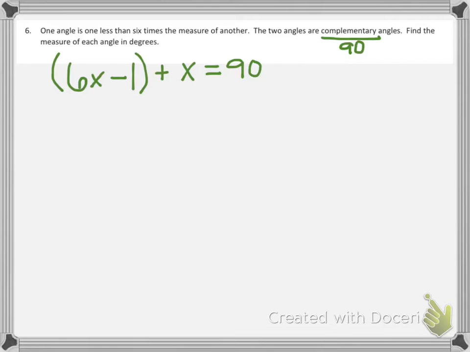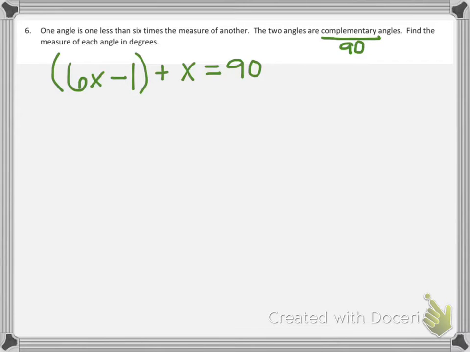Okay, last one for today. One angle is 1 less than 6 times the measure of another. 1 less than 6 times the measure of another, so 6 times x and minus 1. That's 1 less than the other. The two angles are complementary, so this is my first angle. My second angle is x, and they're complementary. Complementary means that when you add them up, they equal 90. So this is going to be 90 as we add them, so equals 90.